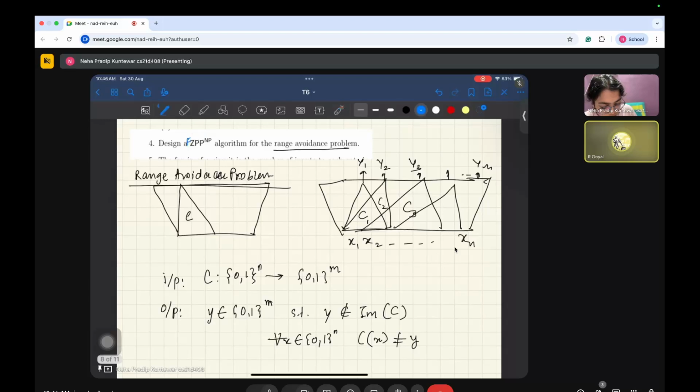Now in this case, since I have access to the NP oracle, I need to formulate this problem into some decision problem so that I can query the NP oracle. And after asking the NP oracle, I can write something on the tape. So what could be the closest problem in NP to which I can map this range avoidance? If I give x1 to xn, I need to ensure that I won't be getting say y1 as an output, I won't be getting y2 as an output.